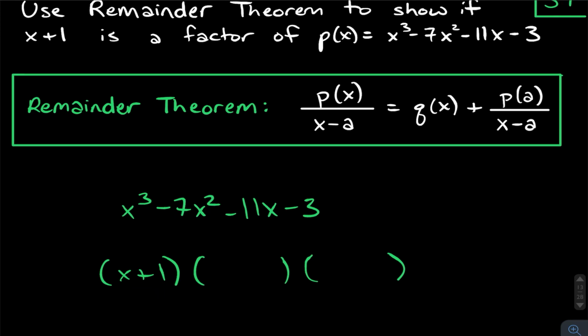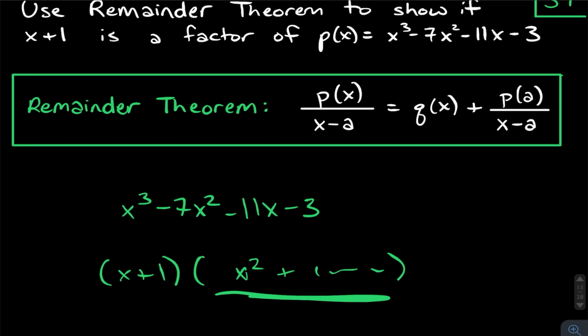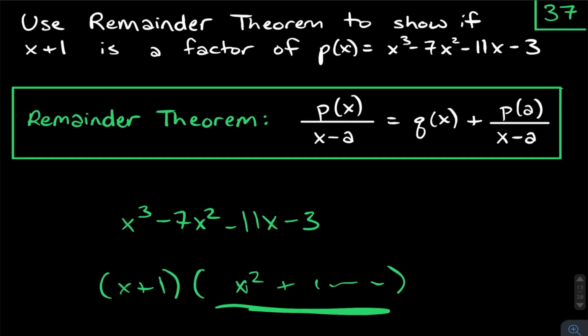Well, if we multiply these two things together, we would get some kind of quadratic, right? And so the idea is that if we divided x cubed minus 7x squared minus 11x minus 3 by x plus 1, we get this quadratic. But it would be nice if we could do a quicker way other than having to do this entire thing all the time. And so we have this remainder theorem that we can use, and we can figure out whether it's a factor of this or not.